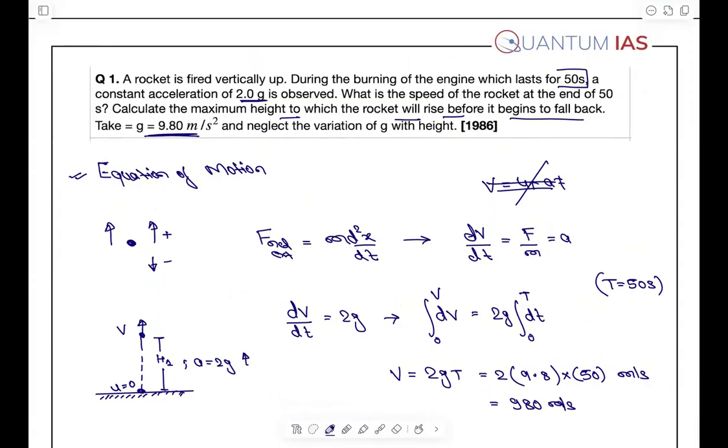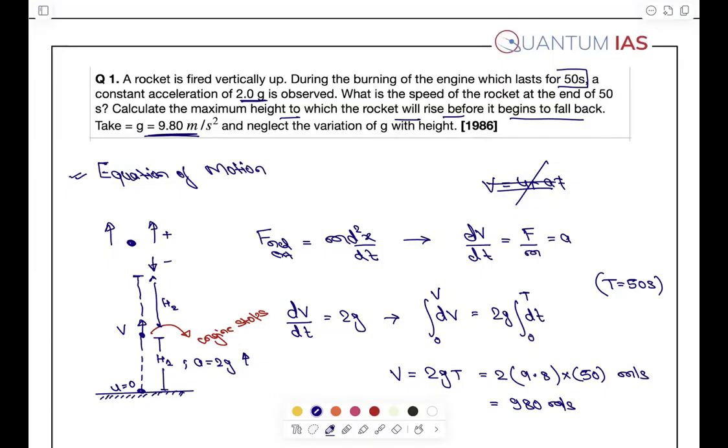Now, next, what they are asking: calculate the maximum height to which the rocket will rise before it begins to fall. At this point, the engine stops burning. But we know that it has velocity, it has momentum, so it will rise further up. Let's say it will rise till here, and let's call this height h2, right?